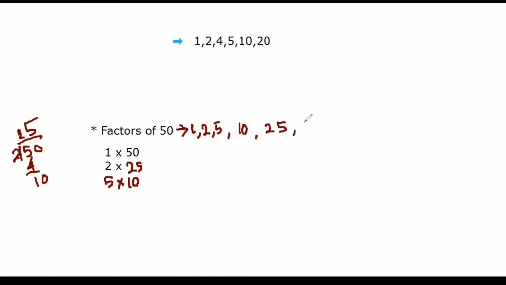1, 2, 5, 10, 25, and 50. Okay, is it clear? 1, 2, 5, 10, 25, and 50 are all the factors of 50. Okay, is it clear? Right.